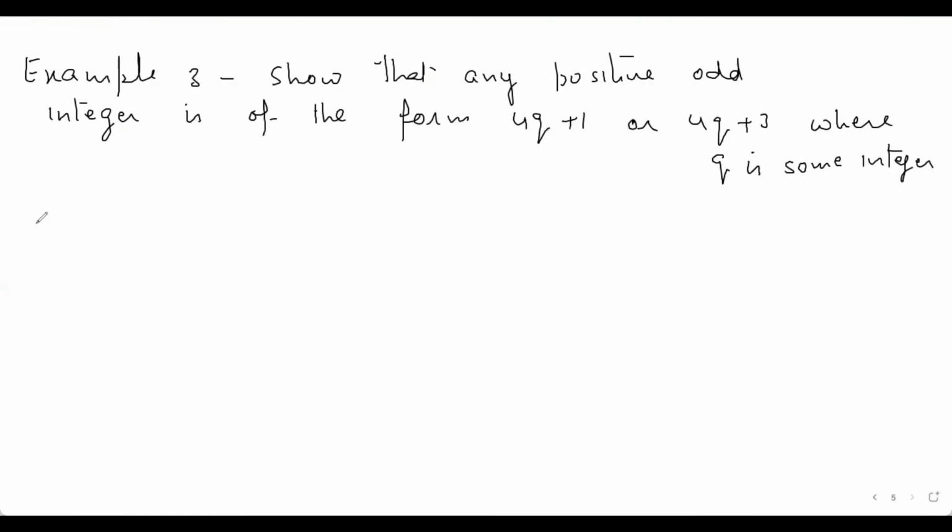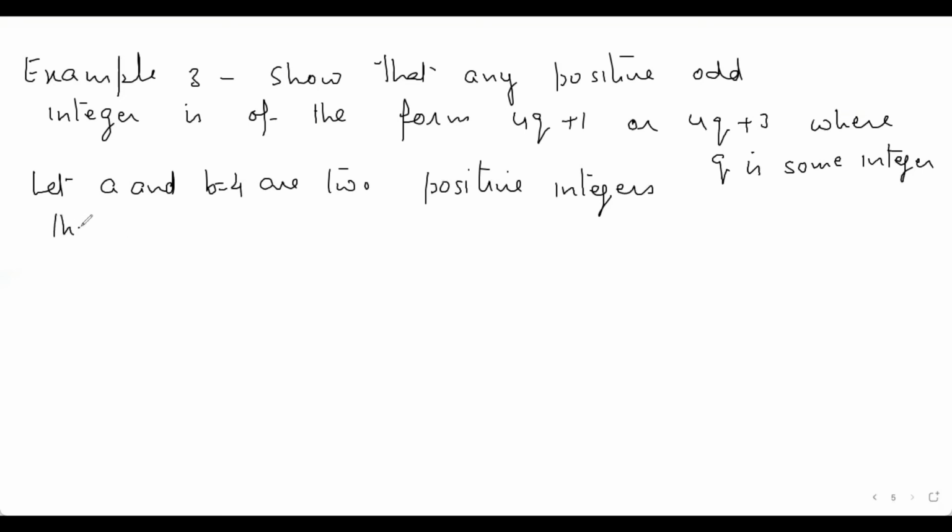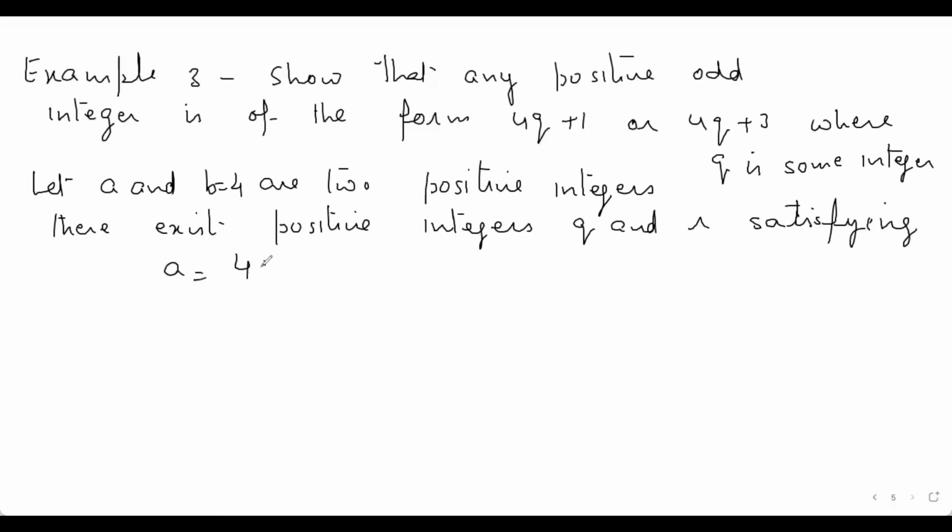Example 3 is, show that any positive odd integer is of the form 4Q plus 1 or 4Q plus 3, where Q is some integer. Let A and B be two positive integers. Here we will take B as 4. There exist positive integers Q and R satisfying A is equal to 4Q plus R, where R lies between 0 and 4.